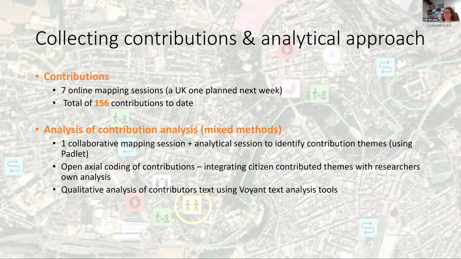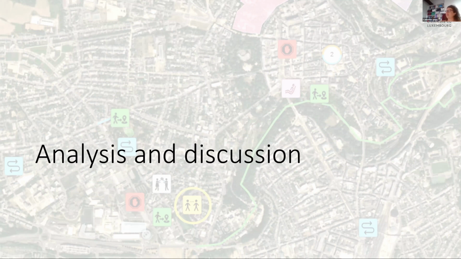We've also complemented that with open axial coding of contributions that combines the contributed themes of the citizens with the researchers' own analysis. And also, because I have a very interesting background in quantitative and qualitative geography, I'm also integrating text analysis tools that come from the field of digital humanities. So let's have a quick look at the analysis.